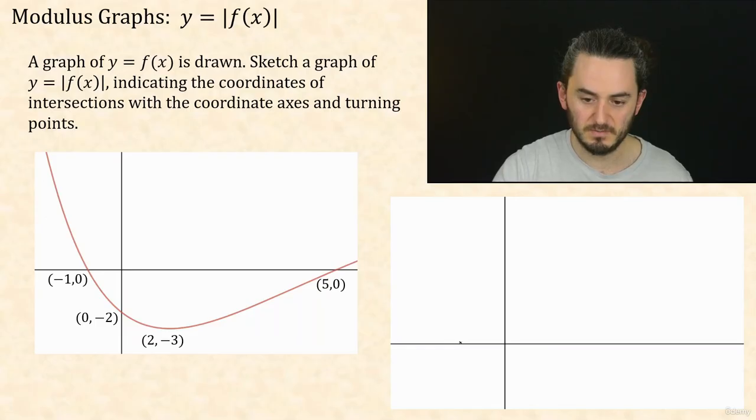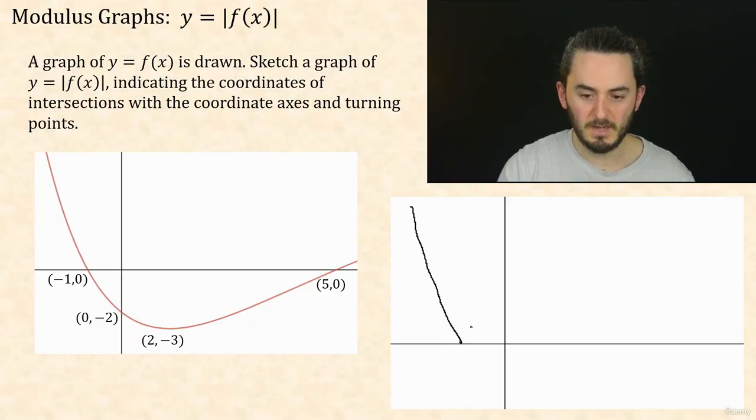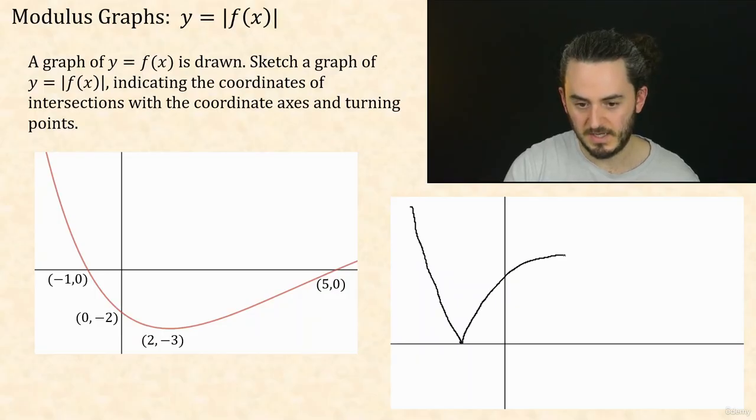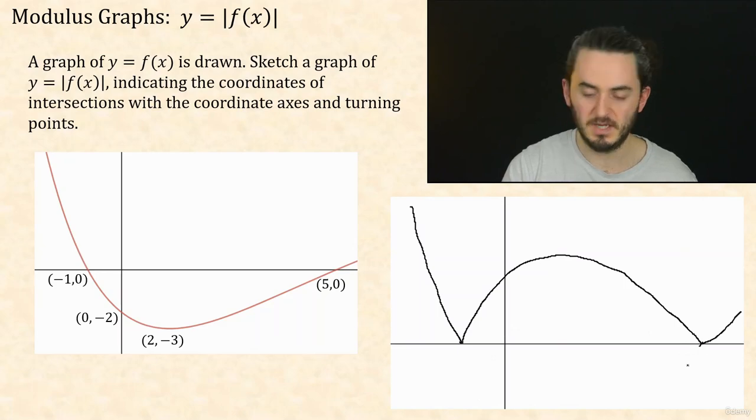So starting from negative 1, 0, that is just curving up like this. Now, all of this whole negative section is all going to be made positive. So it just flips up like this and comes all the way down here. And then here's another little negative bit here. So that's just going to survive unchanged. So up it goes like that.